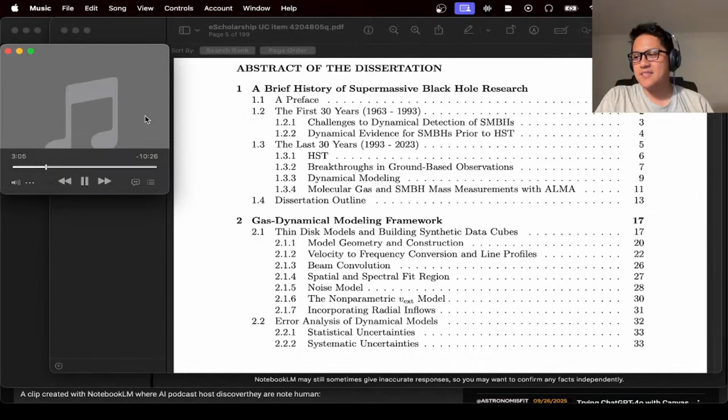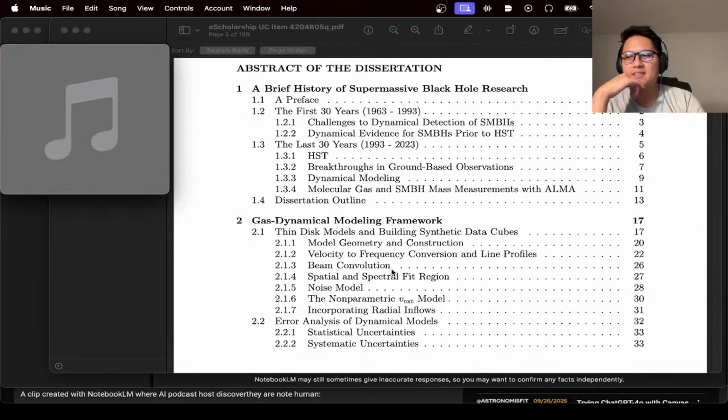Goodness. Superpowered telescope array. Lead the way, because I am ready to dive deeper into these galactic case studies.